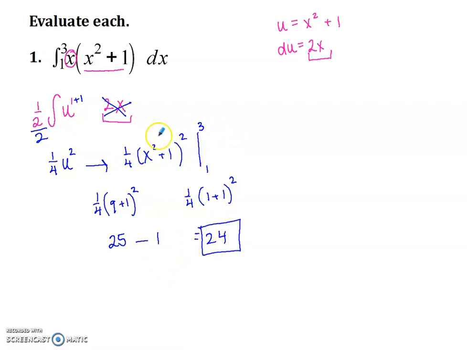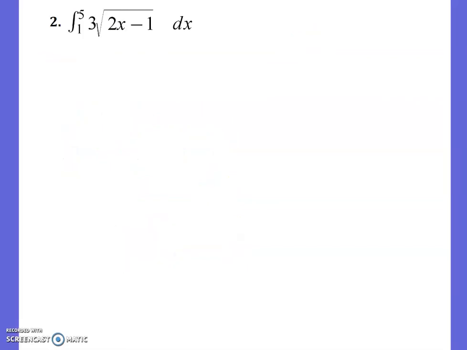So when we're checking your work on these problems, what we're going to look for is your antiderivative and then the numbers you got when you plugged in the top number and the bottom number. So my next example. We've got the integral from 1 to 5 of 3 times the square root of 2x minus 1. So u is going to be 2x minus 1. And then the derivative of this, so you're always going to pick the part inside the root. Then the derivative of this is just 2.